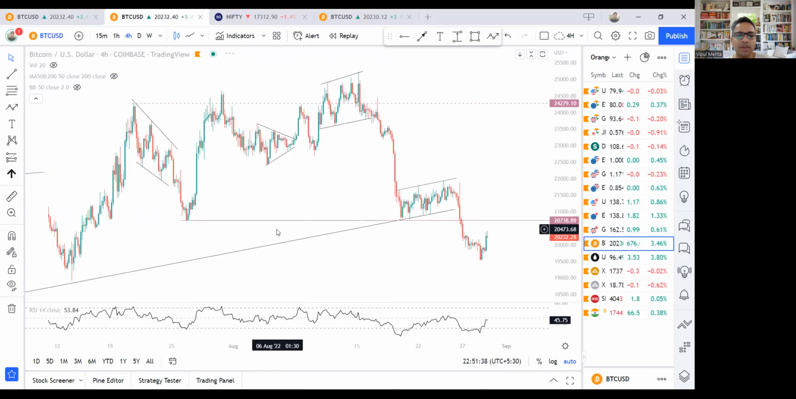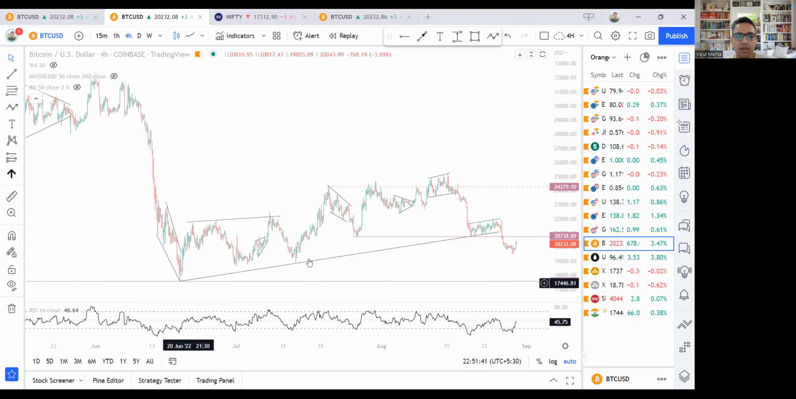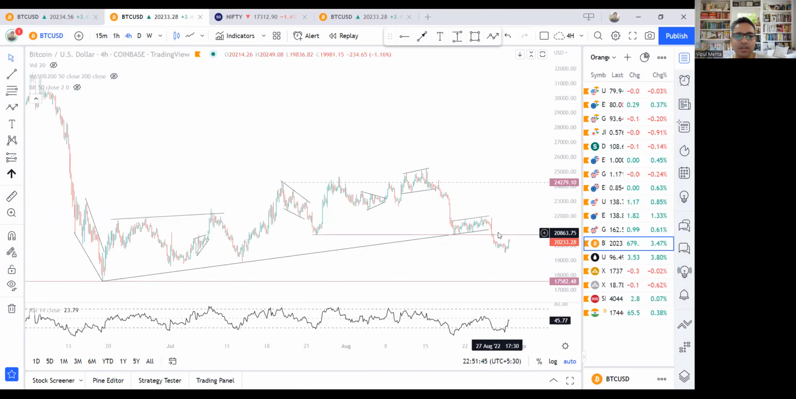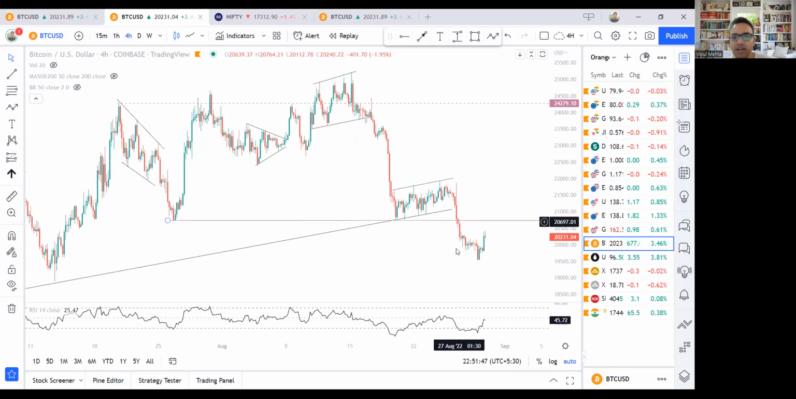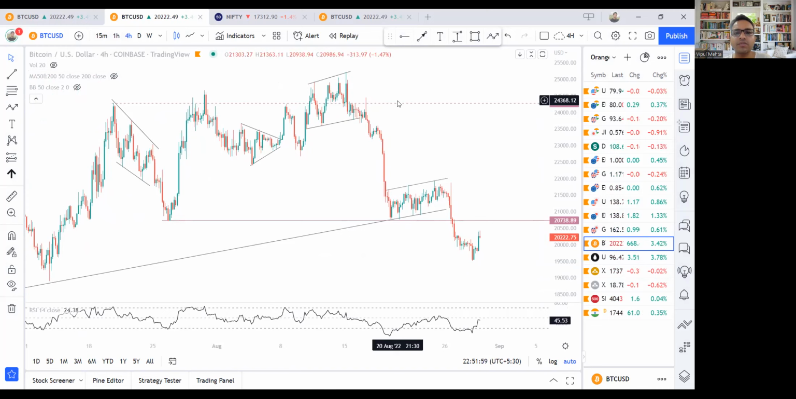In fact, if you look at the Bitcoin 4-hour chart, look at this sort of support resistance. This was basically that flag, and that flag broke down. Now we are going back up. Some kind of retracement will happen, and the moment we see a breakdown of that retracement, selling pressure is most likely going to come back, and we can expect the prices to continue to fall in Bitcoin.